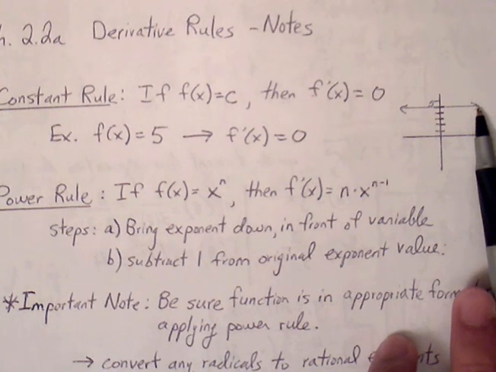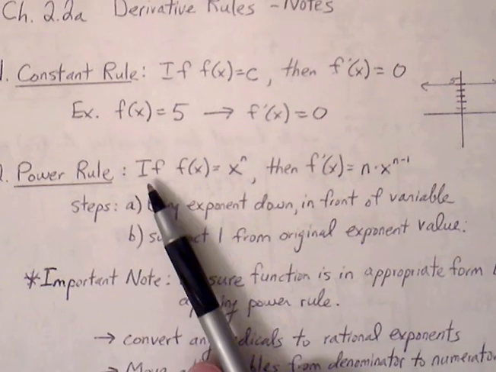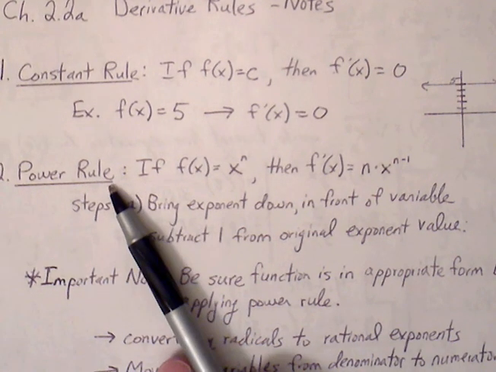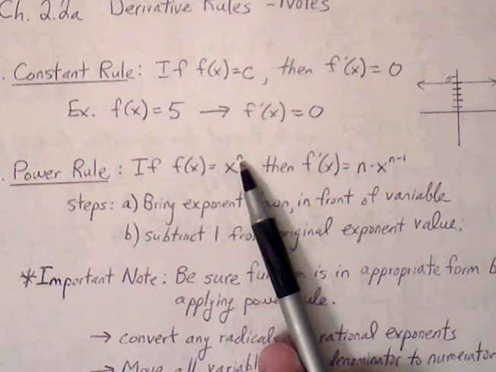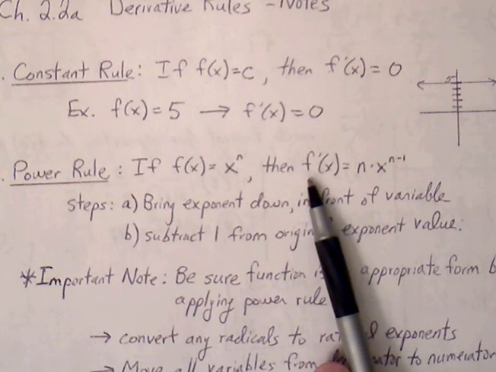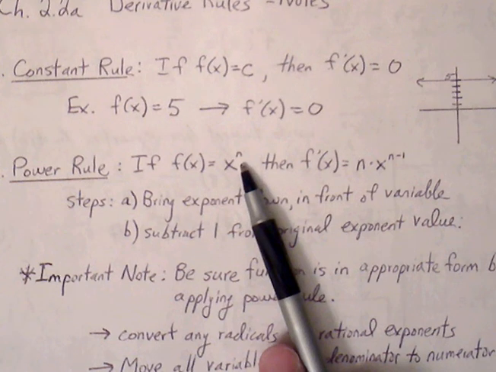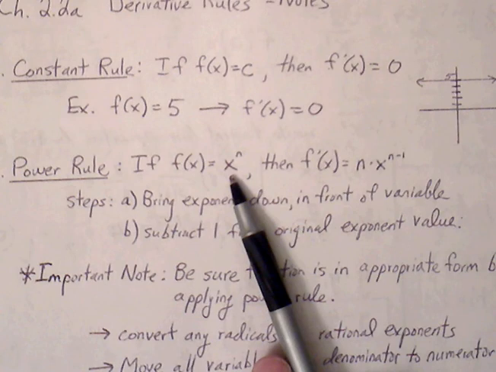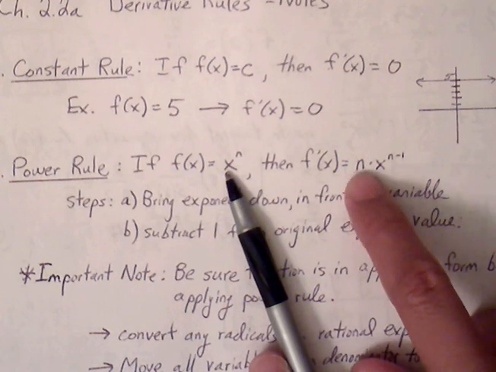Okay. We learned the limit definition rule for derivative, and now we're going to be using a much more efficient rule to find the derivative, and that's the power rule. So the rule says if f of x equals x to the nth power, then f prime, the derivative of f of x, is equal to n times x to the n minus 1.